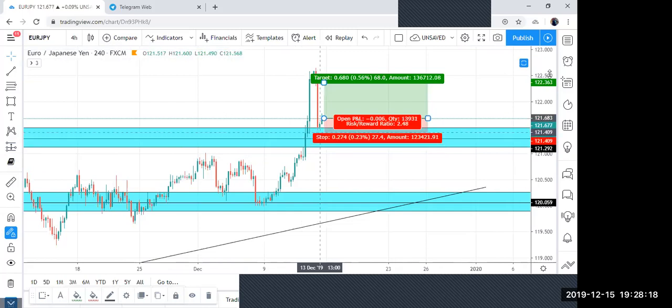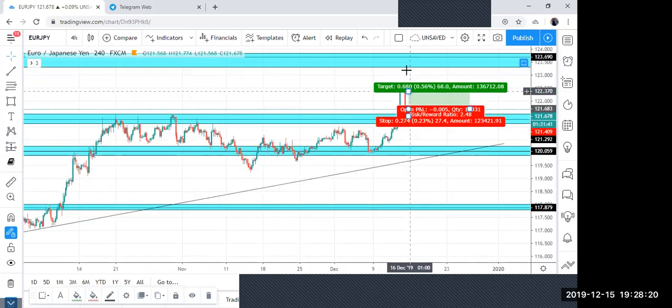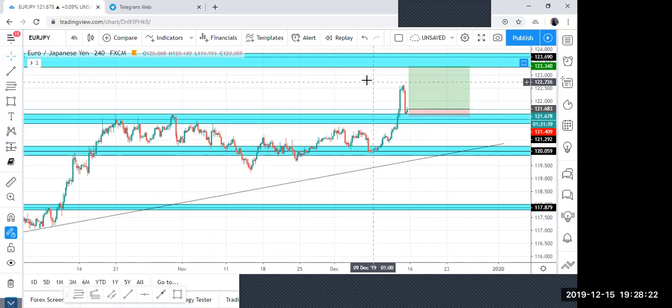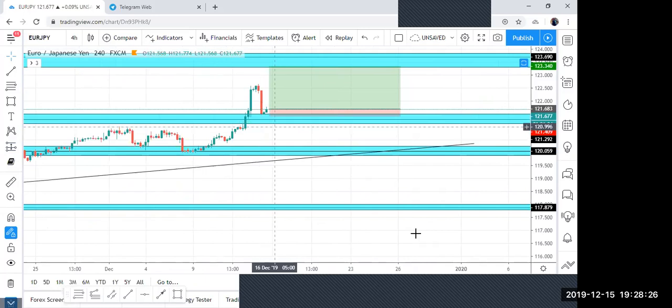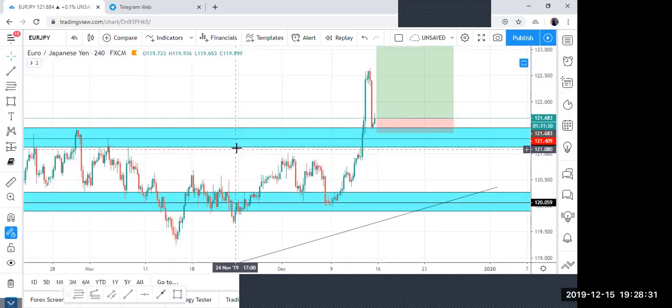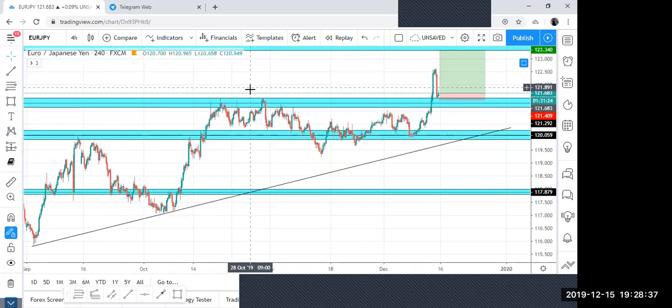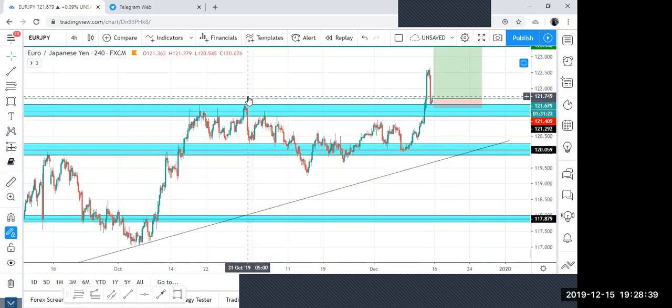30 pip stop loss. These aren't trade ideas, it's just what my expectation is based on where price is when I look at it on Sunday. These are not trade ideas, but if you feel comfortable, if you see what I see or you see what you need to see, by all means take the trade. By all means.